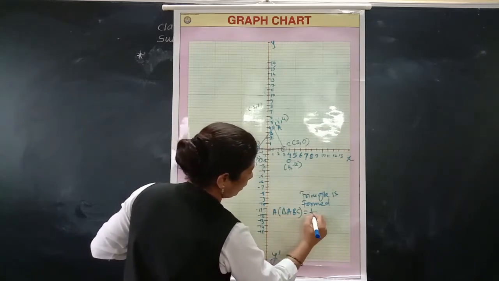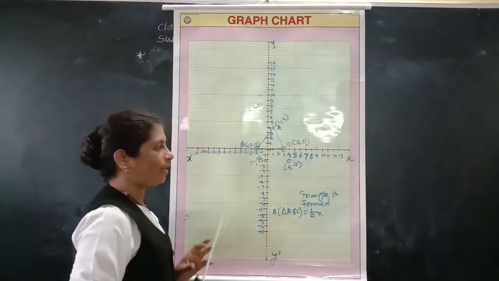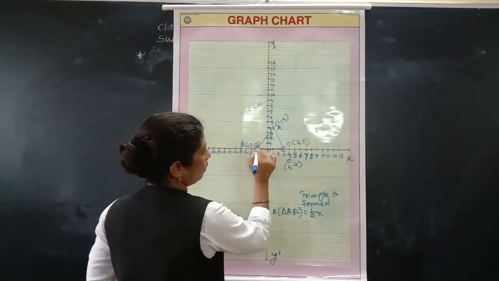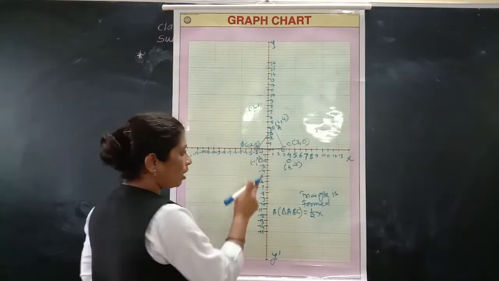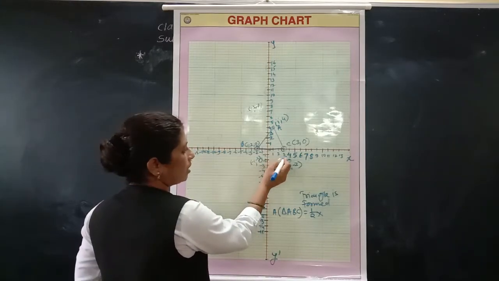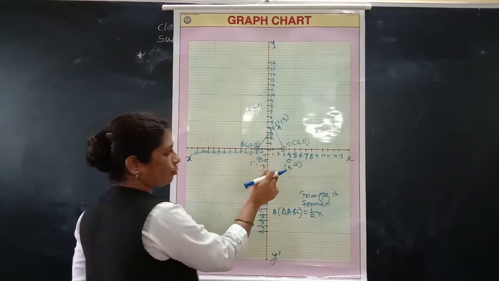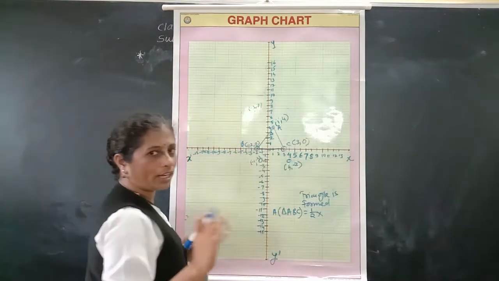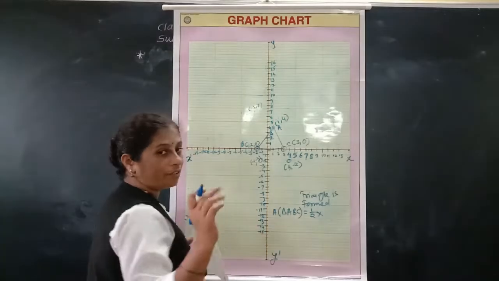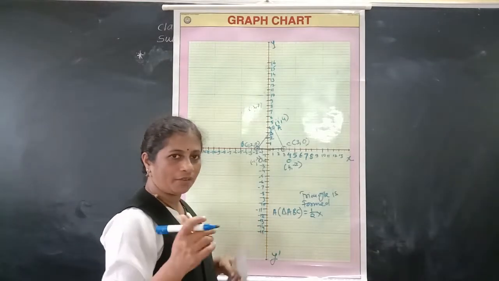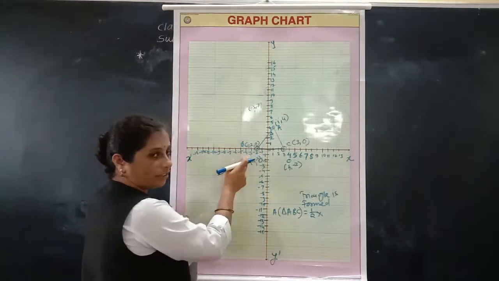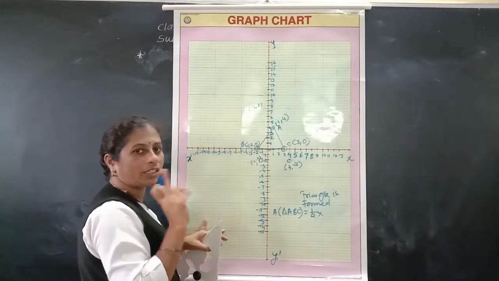Okay, so area of triangle ABC, you know that formula: half into base into height. So what is the base? For the base we have to count all the distances. You don't do it like this: plus 3, meaning 1, 2 and 3, and here -1 and -2, so 3 - 2. No, not like this. Distances are positive everywhere, right? So if it is a negative direction, then we have to count it as positive, right?